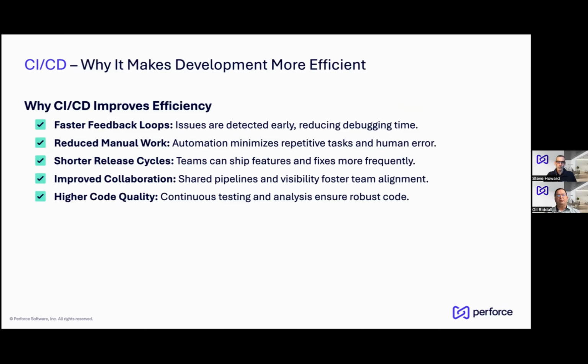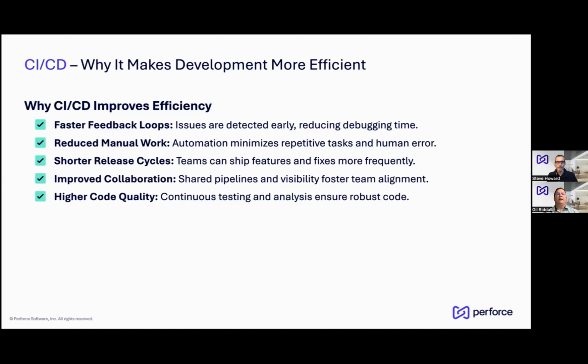It reduces manual work. So there's some automation that you're going to have in here, probably for building, testing, deploying, these types of things. And so that saves time, but it also reduces the amount of risk that you have that there is going to be some sort of human error. It shortens your release cycles. So teams can ship features and fixes more frequently, which is important for the end users. It improves collaboration.